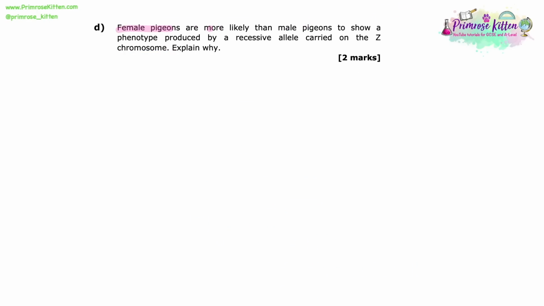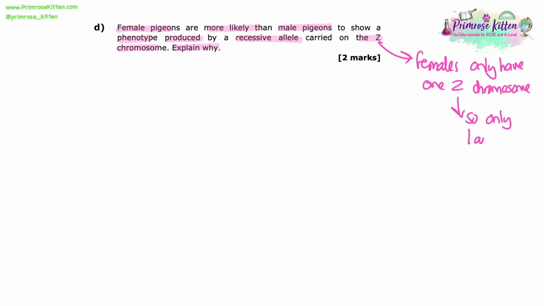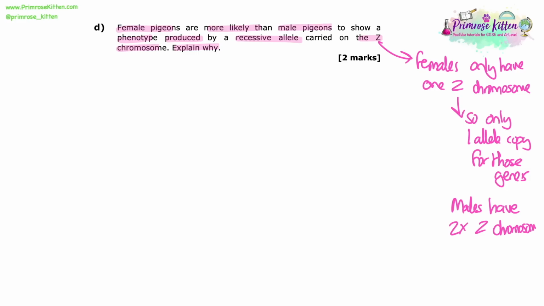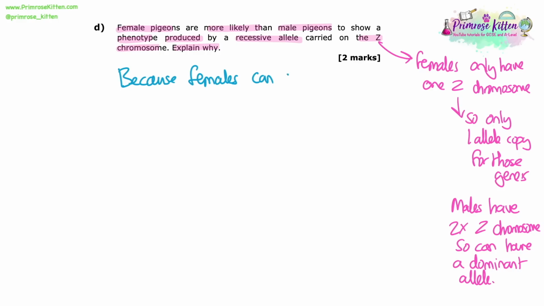Female pigeons are more likely than male pigeons to show a phenotype produced by a recessive allele carried on the Z chromosome. Explain why. So this is just a flipped version of what you'd be asked if you were asked this about humans or mammals. Females only have 1 Z chromosome, and so they can only have 1 allele copy for the genes that are on that Z chromosome, because they won't be able to have the same genes and therefore copies of the alleles on the W chromosome. But males have 2 Z chromosomes, so they can have a dominant and a recessive allele, and then that dominant allele will obviously mask any recessive allele that would give a phenotype.